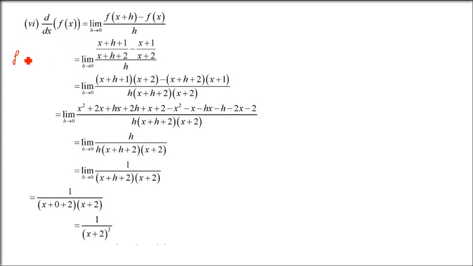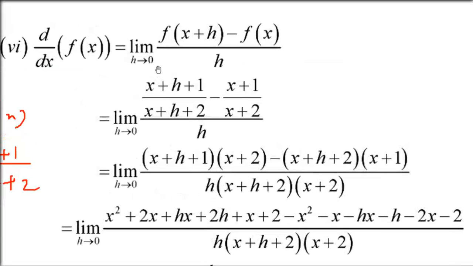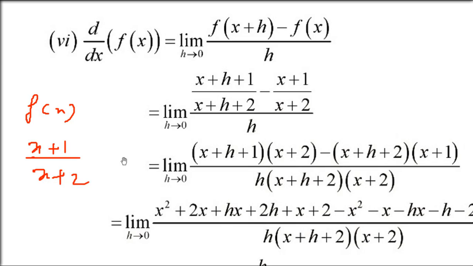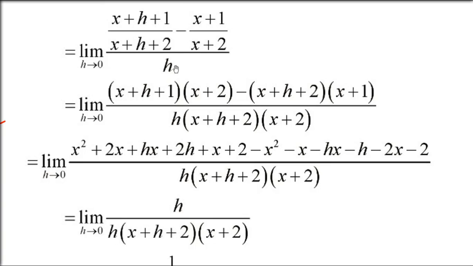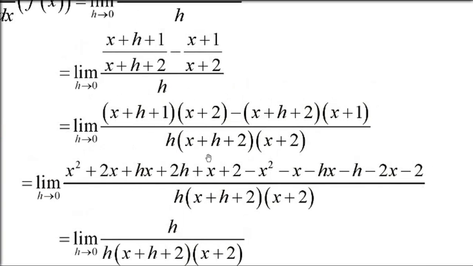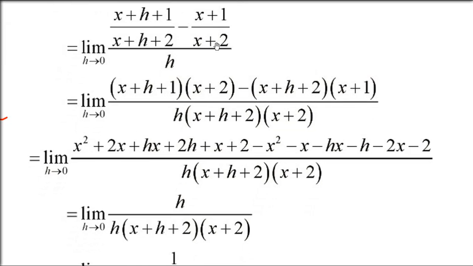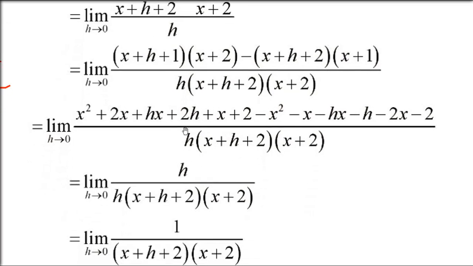Now sixth one is x plus 1 by x plus 2. Watch this question very carefully, because the next question and the final 15th question are absolutely similar to this. So x plus 1 by x plus 2, just put x plus h everywhere and then subtract the actual function: f(x plus h) minus f(x) divided by h. Now take the LCM, that is multiply this by this, and then multiply the denominator also. So x plus h plus 1 into x plus 2 and x plus h plus 2 into x plus 1, subtract them, just multiply them and open them. You have in the denominator x plus h plus 2 and x plus 2.